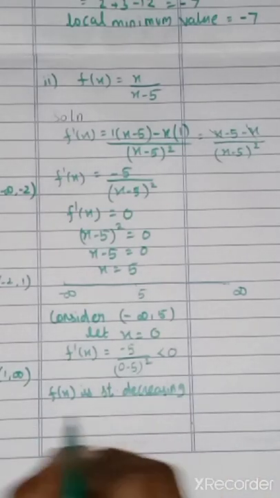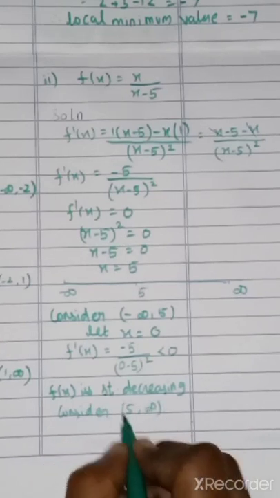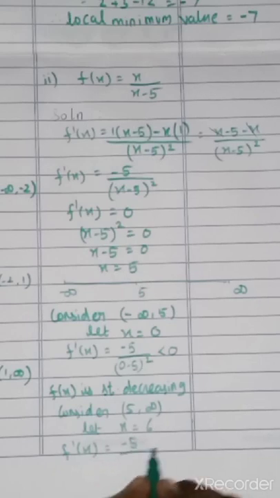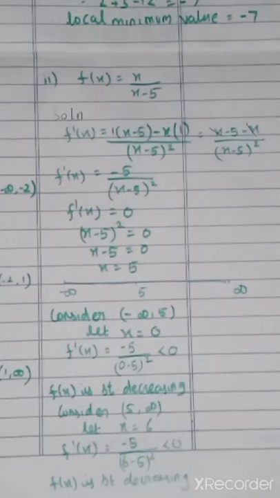Correct? Next, which interval are we going to take? 5 comma infinity. So what value can we take? Let x equal to 6. So f dash of x equal to minus 5 by (6 minus 5) the whole square. Anyhow, since there is a minus here, this is also less than 0. So since it is less than 0, again what comes? f of x is strictly decreasing. And if you see, minus infinity to 5 is decreasing, 5 to infinity is also decreasing.